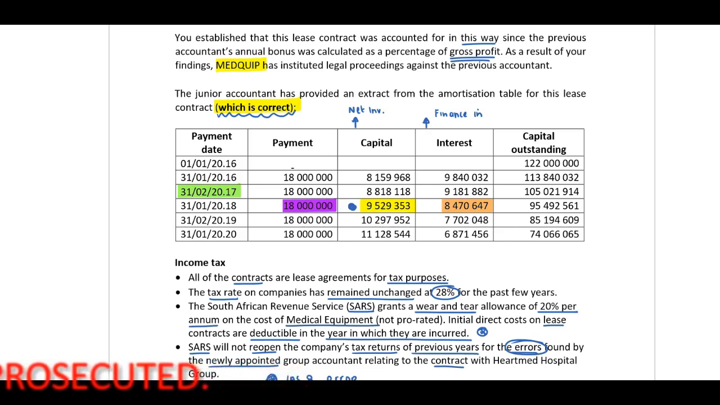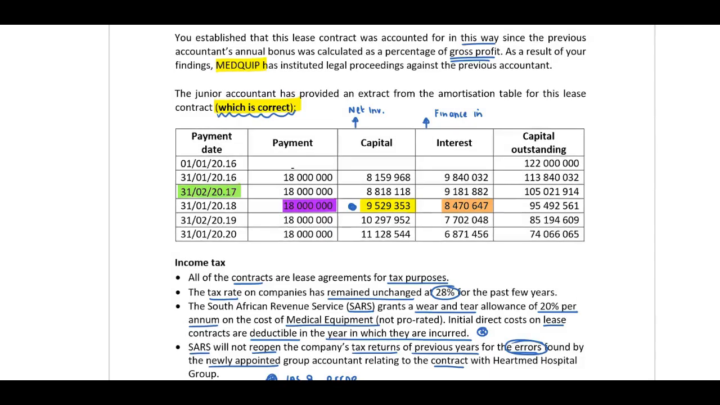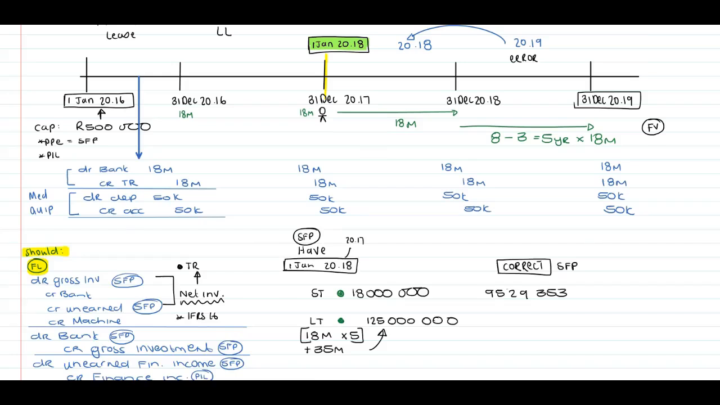Therefore, this is what our line item should be at the end of 2017 for the short-term portion, and this is the 9,529,353. Just check that this is right. Yes, look at the yellow, guys. It's right. Happy. Okay. What is the long-term portion?